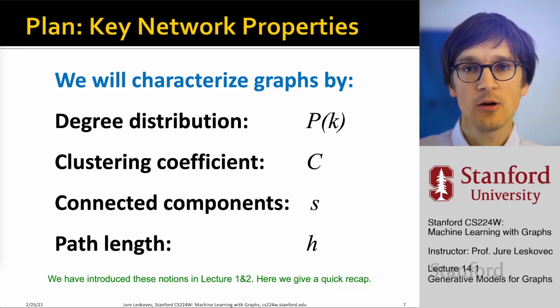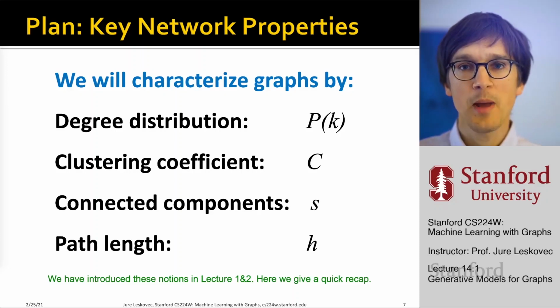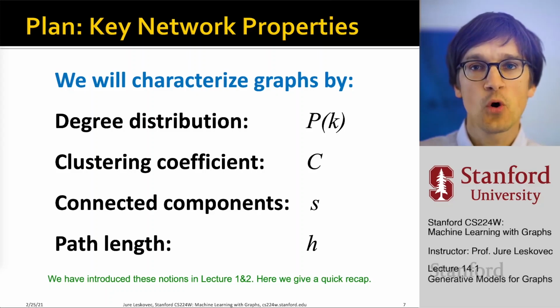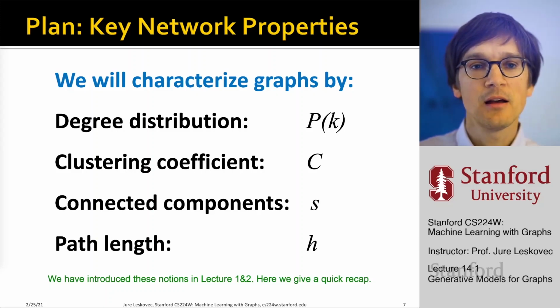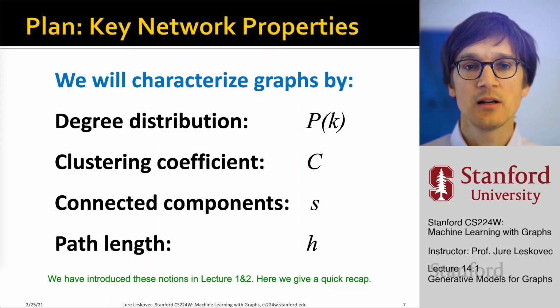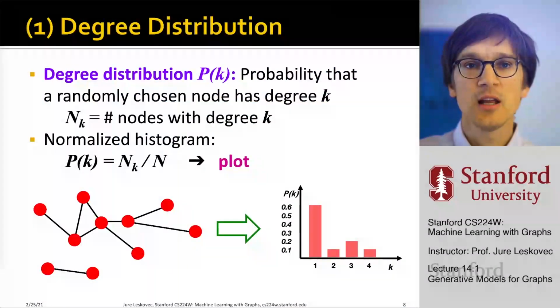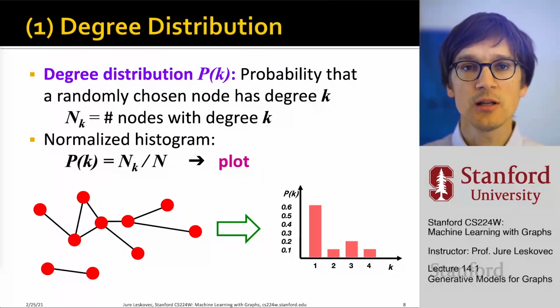And in particular, we are going to characterize graphs. We are going to measure graphs according to these four different properties. First, we'll call degree distribution, clustering coefficient, connected components, and the shortest path lengths. We have introduced some of these notions already at the beginning of the class, so let's do a quick recap. So first, degree distribution. Degree distribution simply says what is the probability that a randomly chosen node will have a given degree.